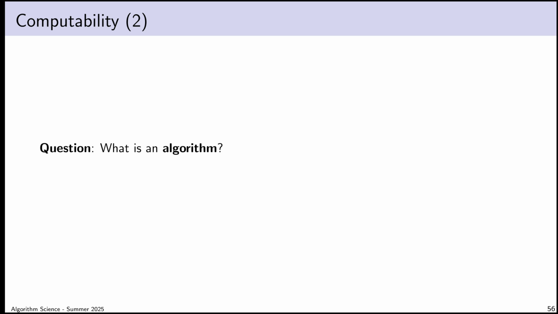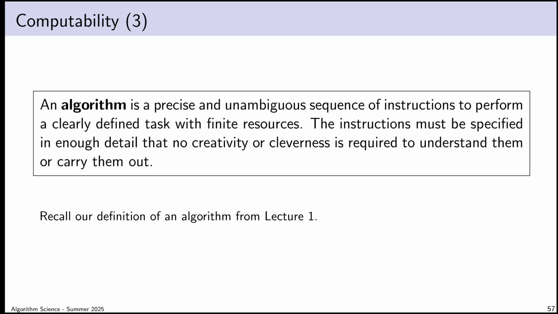Okay, well, any concept, like the concept of an algorithm, has some crunchy mathematical definition that you can memorize and recite to your friends so they can say, wow, you're pretty smart. You are studying something that's pretty complicated. And for the word algorithm, we've got one of those. Here it is. An algorithm is a precise and unambiguous sequence of instructions to perform a clearly defined task with finite resources. And of course, also, and critically for this particular aspect, the instructions have to be specified so that no creativity or cleverness is required to understand them or carry them out.